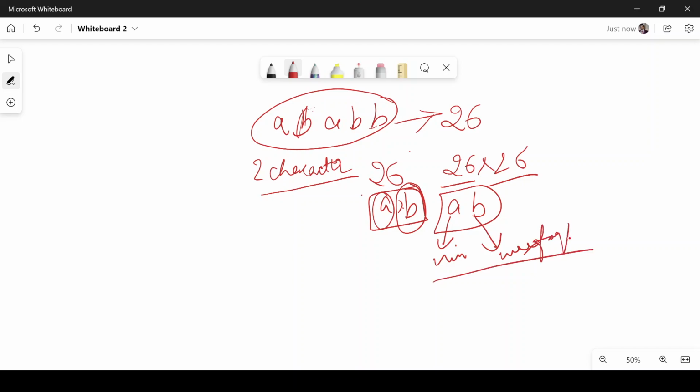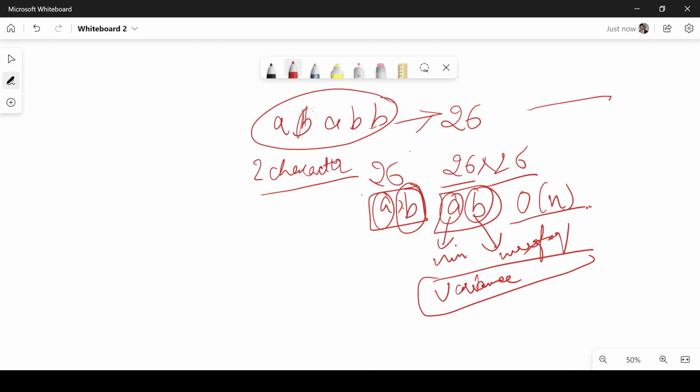So if somehow we can find out, for a given a and b, what is the variance that we can get. Variance in the complete string: either we can generate all the substrings, or somehow, on the fly in linear time only, if we can calculate what is the variance for given characters a and b in the given string, then we are good to go.